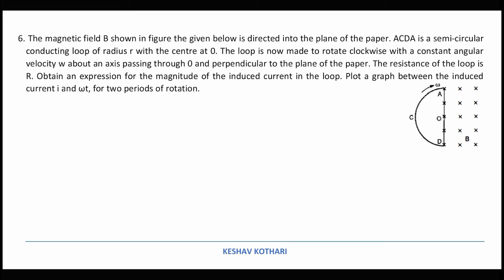The magnetic field shown in the figure given below is directed into the plane of the paper. ACDA is a semicircular conducting loop of radius r with the center at O. The loop is now made to rotate clockwise with a constant angular velocity omega about a point passing through O and perpendicular to the plane of the paper. The resistance of the loop is R. Obtain an expression for the magnitude of the induced current in the loop, and plot the graph between the induced current and omega t for the period of 2 rotation.